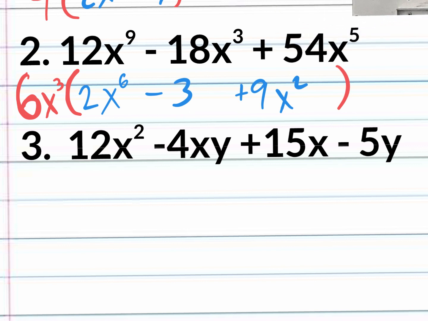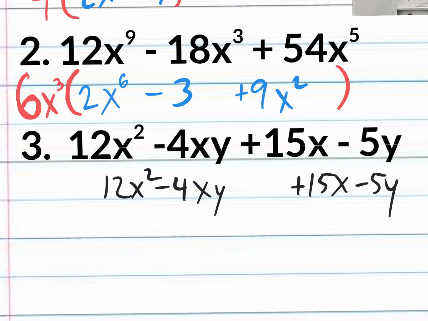Well, if you can't pull out a GCF, maybe by separating them into 2 groups, 12x squared minus 4xy, and then plus 15x minus 5y. Now that you have 2 groups, they're separated, maybe you could pull out a GCF from that first group now. So what would the GCF of the first group be? 4x. What would be left inside?